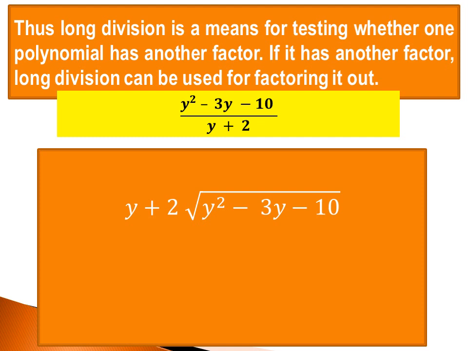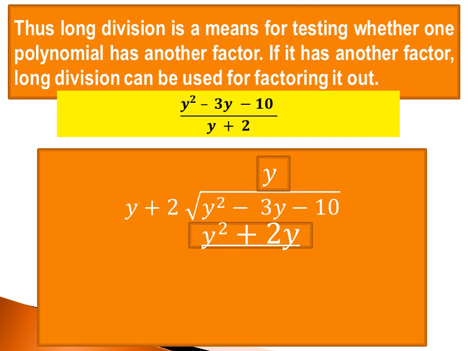Step 2. Divide the term with the highest power in the dividend by the term with the highest power in the divisor. In this case, we have y squared divided by y, so that is y. Again, multiply the answer obtained in the previous step by the divisor. In this case, we need to multiply y times y plus 2. Using the distributive property, y times y, that is y squared, and y times 2, that is 2y.